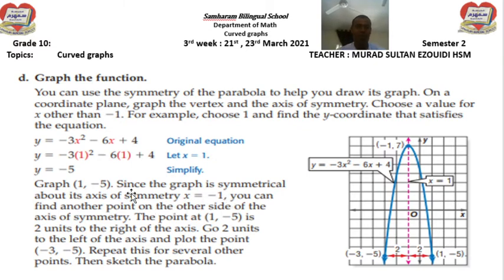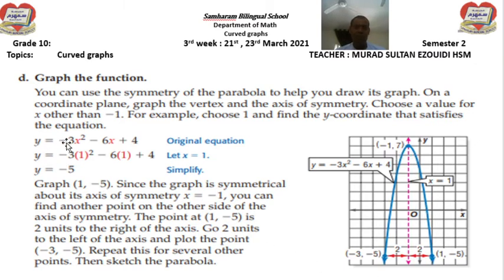Okay, the next part, on the same question we will try to graph this quadratic equation, y equal negative 3x squared minus 6x plus 4. This is the original. Now you can use the symmetry of the parabola to help you draw its graph on a coordinate plane. This is the coordinate plane. Graph the vertex and the axis of symmetry. Choose a value for x other than minus 1. For example, choose 1 and find the y coordinate that satisfies the equation, or just construct a table of values for y and plot the points and join them together to get your curve.